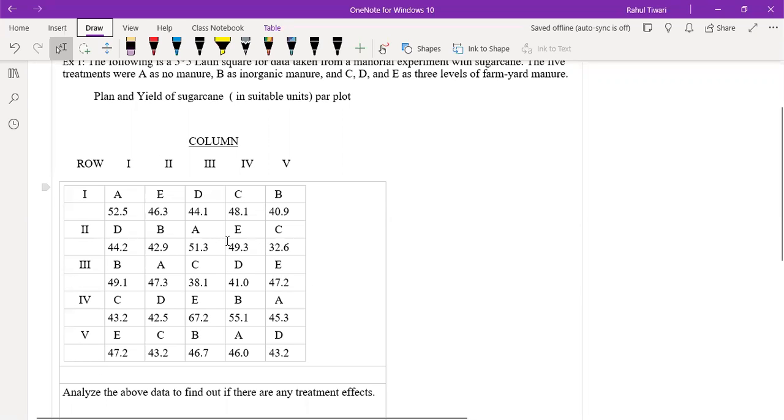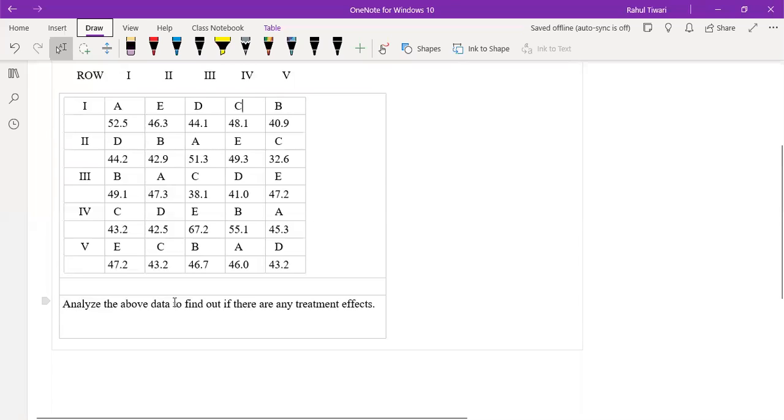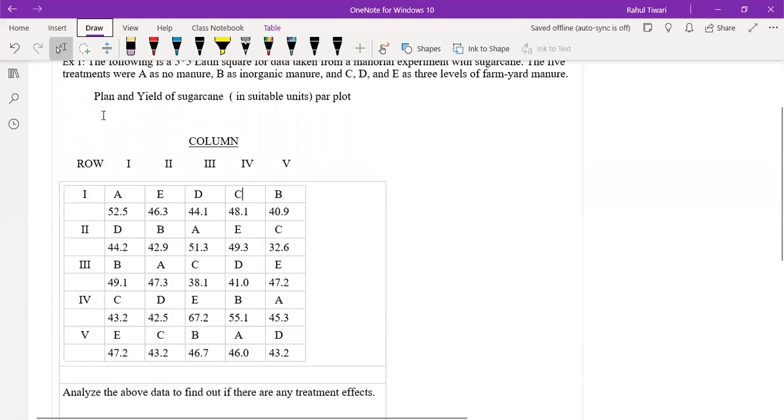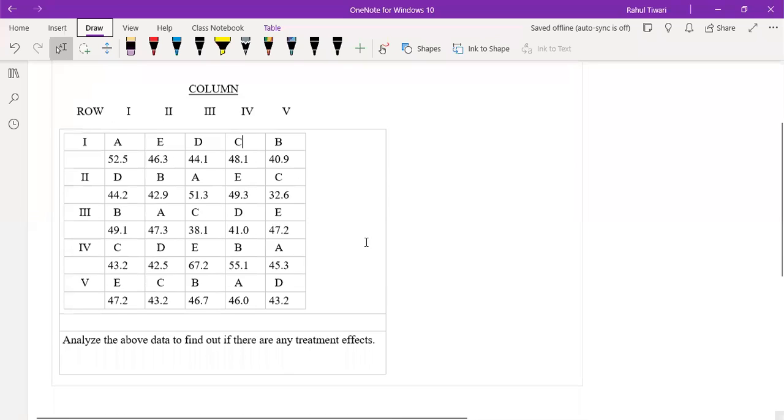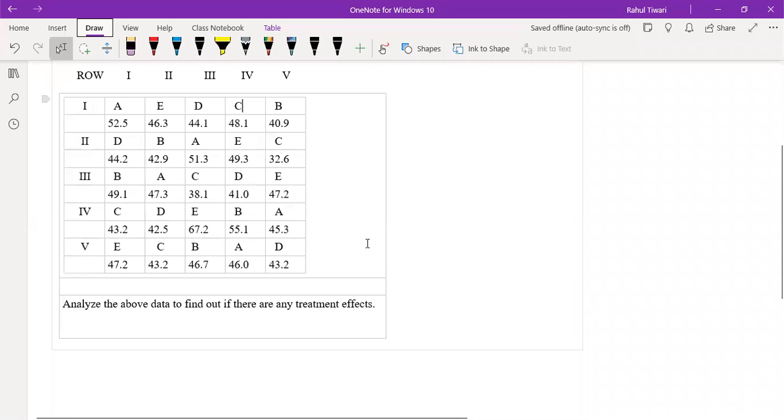So how to analyze this data? Analyze the above data to find out whether there is a significant effect or not. That means we are interested to check whether there is a significant difference among the treatments, or among the rows, or among the columns. That means we are going to test all 3 hypotheses. So how to begin that?